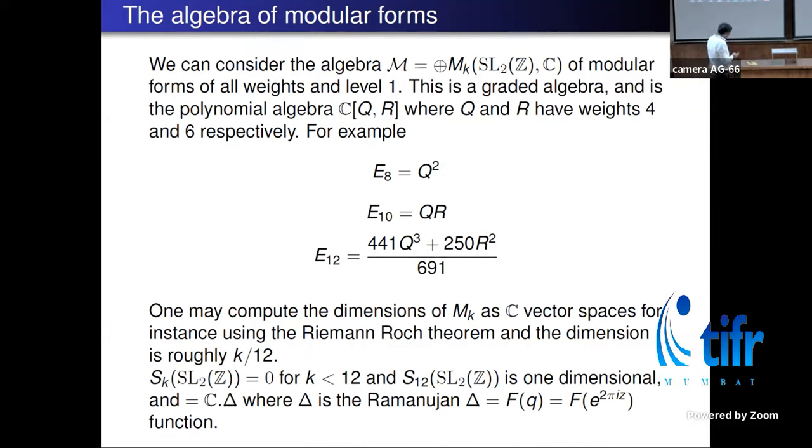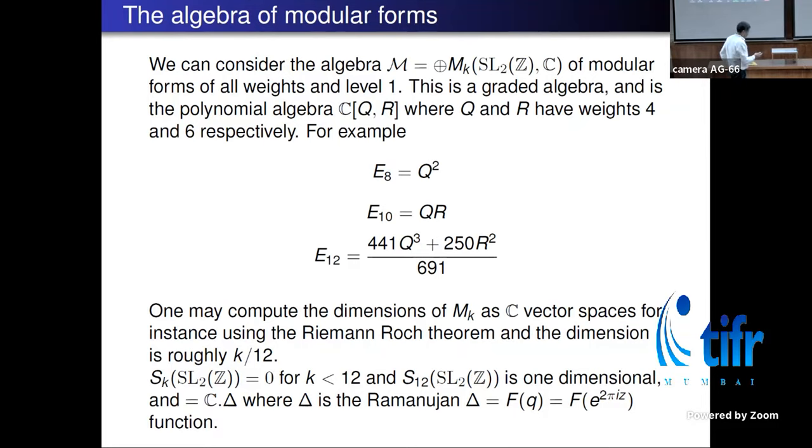And okay, the other general things one can say about the space M_k is that you have a formula for the dimension, which is roughly k by 12, and the space of cusp forms vanishes for all k less than 12. The first time it does not vanish, it's one dimensional for S_12(SL2(Z)), and the corresponding form is the Ramanujan delta function, which you get by evaluating this earlier series F, which I'm going to rewrite, at q, right? It's a cusp form, and it's the cusp form of smallest weight in level one.